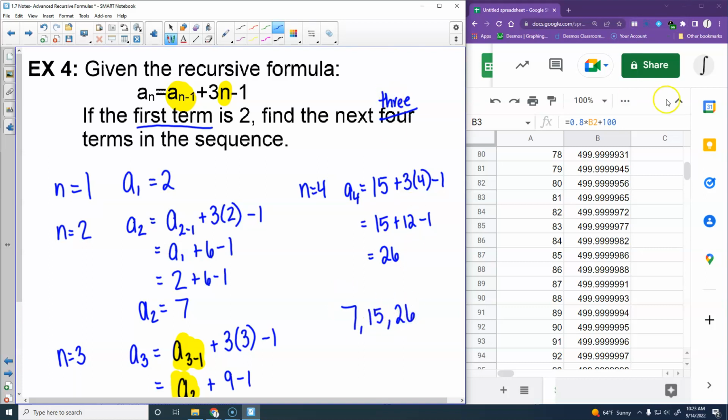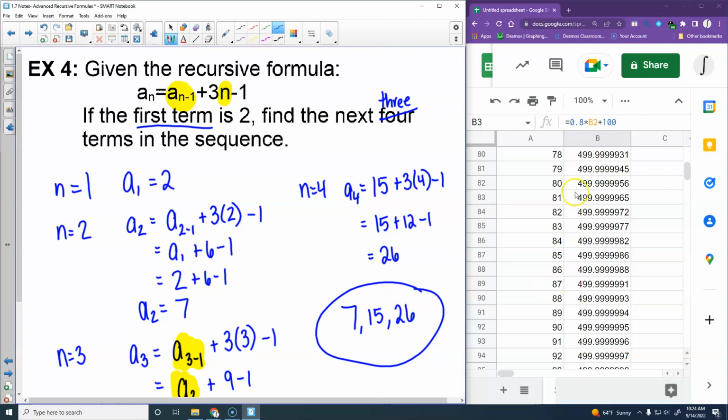I marked it out and made it 3 just so we didn't have to do quite so much work. Right, because this is next 3 terms. Now, this is the only way you can do this. You cannot turn that into an explicit formula because it's got the a sub n minus 1 and the 3n. So this is the only way you can do this problem. You've got to do it step by step.